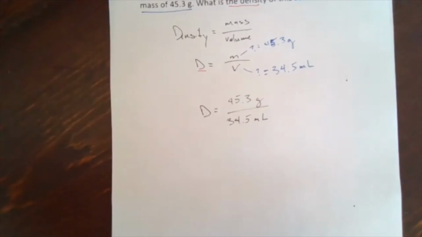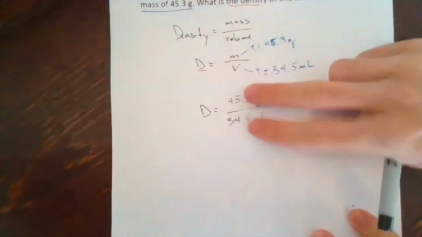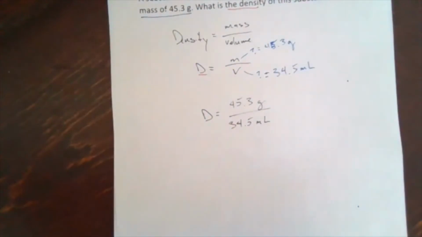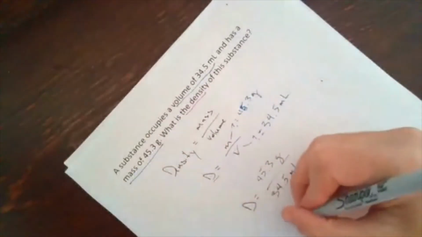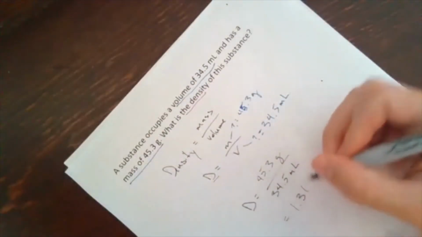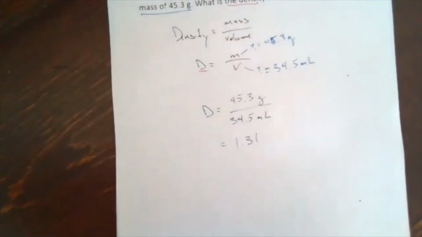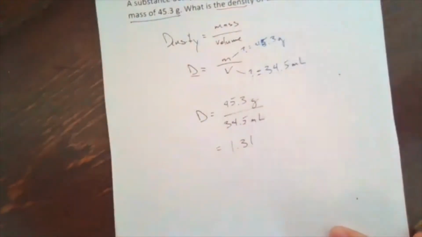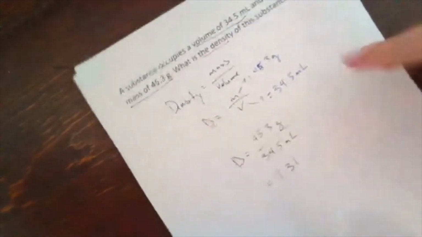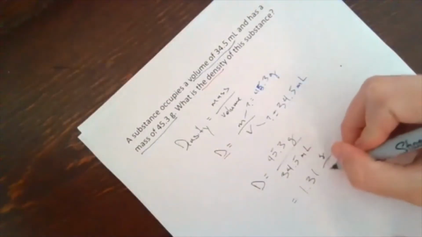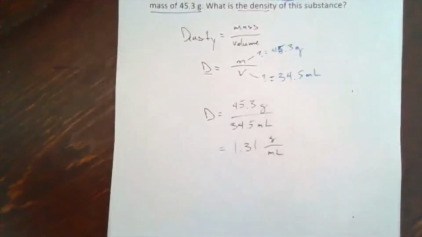And when I go to actually evaluate this, just like we've seen with the unit conversions, what you do is you take those numbers, you divide those out, round for your sig figs. And so we get 1.31, which needs to have 3 sig figs. And then we just do the same thing with the units. So it'd be grams divided by milliliters.